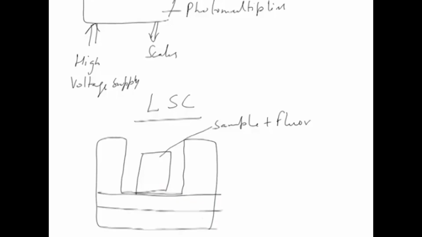There is no crystal here, but there will be a photomultiplier tube, and this photomultiplier tube will pick up the light finally emitted by the fluor. We will see there are primary fluors and secondary fluors and how this energy transfer takes place in liquid scintillation counting. Again, there will be a high voltage supply and a scaler. So, this is a very simple schematic of the two scintillation counting methods: solid scintillation counting and liquid scintillation counting. All right, let us return to our discussion here.